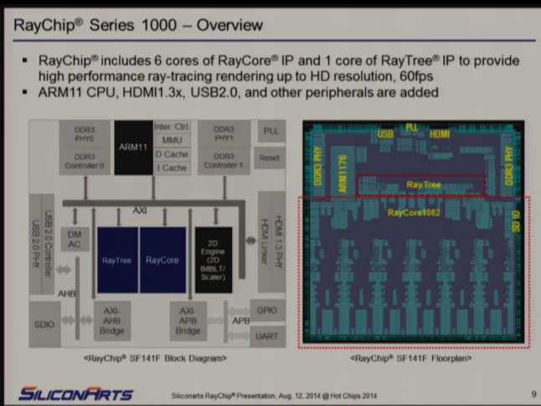Now, this block diagram illustrates the overall RayChip hardware architecture. RayChip consists of 6 RayCores and 1 RayTree. As you can see from the floor plan, these 2 key components occupy a significant portion of the silicon area. Later, I will explain each component in detail. In addition, there are various types of components, such as ARM11 CPU, 2D engine, HDMI 1.3, USB 2.0, and other peripherals.